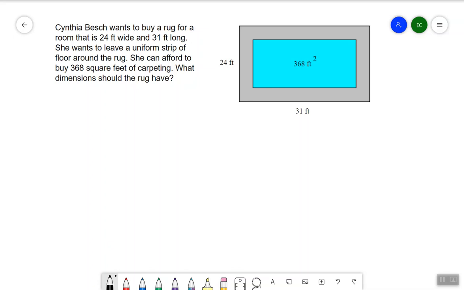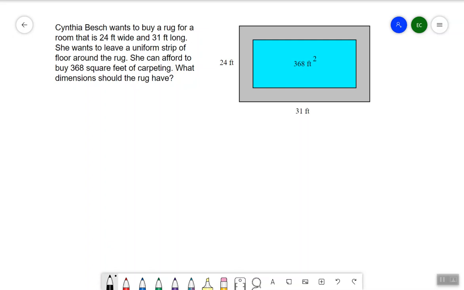It seems like every semester I have a few students ask me about this problem, and so I just wanted to take a few minutes to go through it and show you how we set up the equation and then also how to solve it.